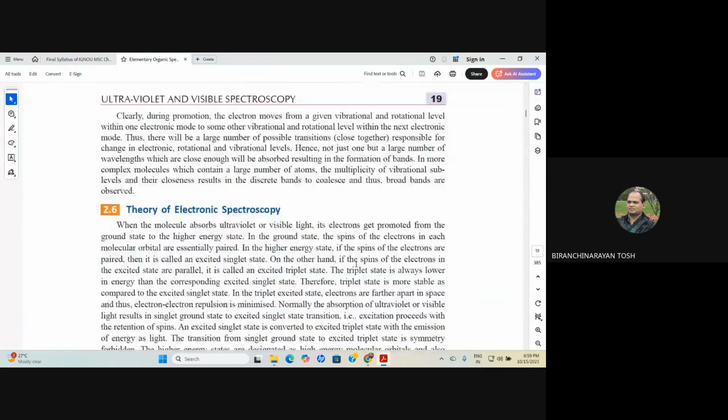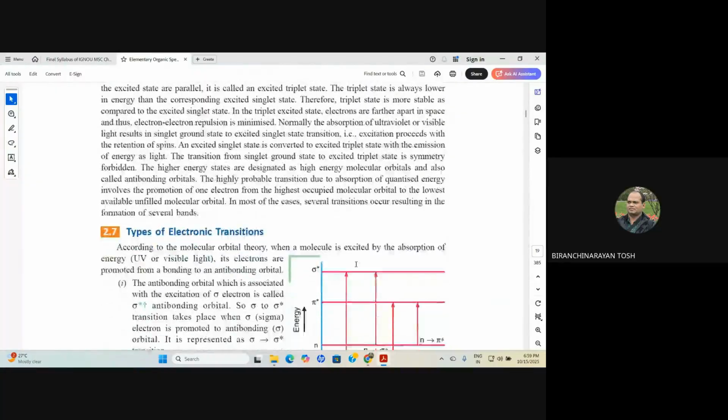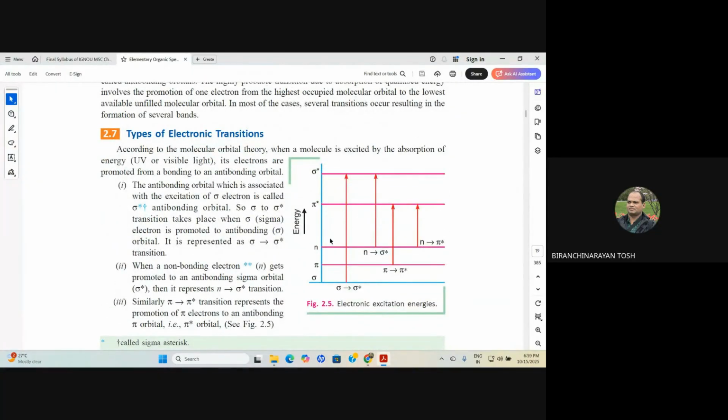So this is the principle. Then the theory of electronic spectroscopy, or types of electronic transition. I already told you this one. We have bonding and anti-bonding molecular orbitals. So electronic transition will occur from sigma to sigma star, because where the bonding molecular orbital is there, the molecule is also associated with the same type of anti-bonding molecular orbital according to molecular orbital theory. A sigma bond will be formed by head-on overlapping. So when two sigma orbitals overlap head-on, we get the sigma bonding and also sigma antibonding.